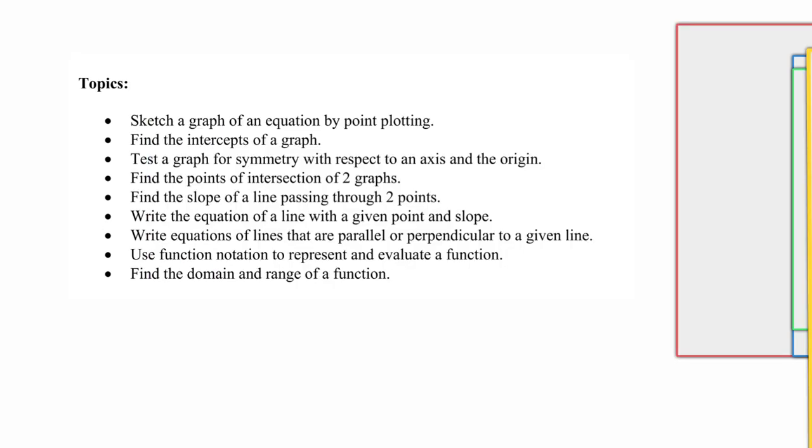Okay, so we are going to find the slope of a line passing through 2 points. This you already know. We are going to write the equation given the slope and given a point. Very easy, you already know how to do it. Maybe this part you don't know: write the equation of the lines that are parallel or perpendicular to a given line. We will practice this on the problem. Find the domain and the range of a function. Let's go to do problems.